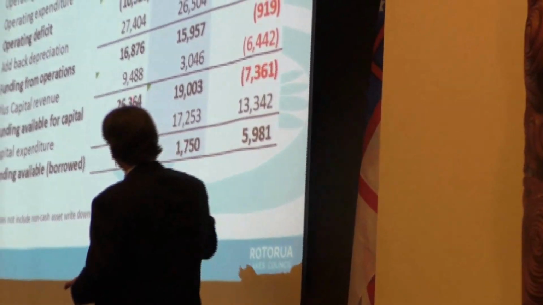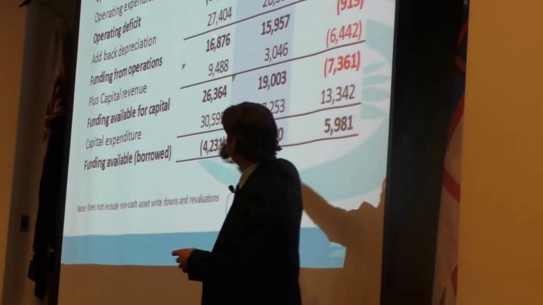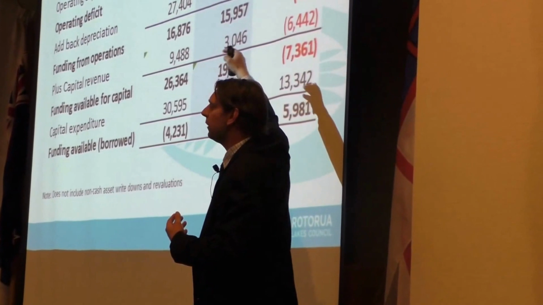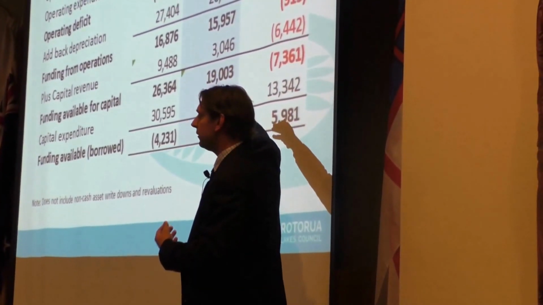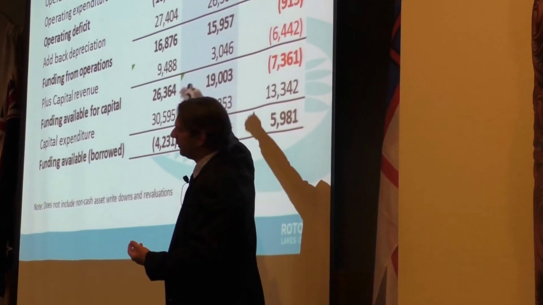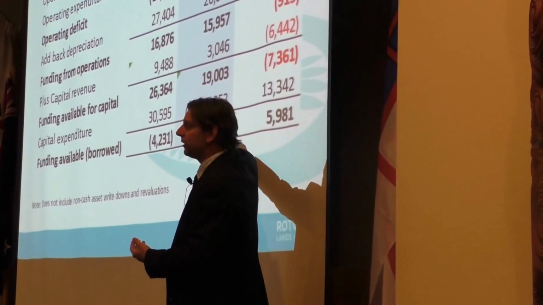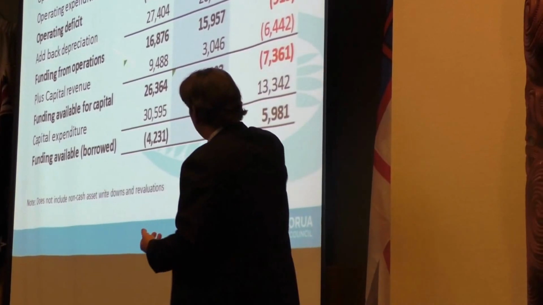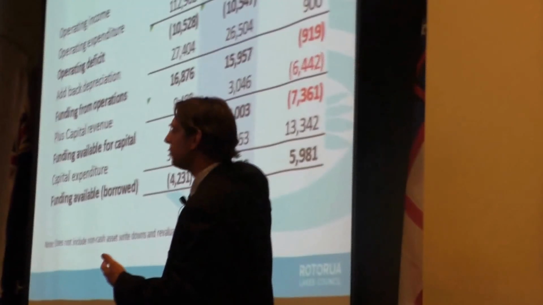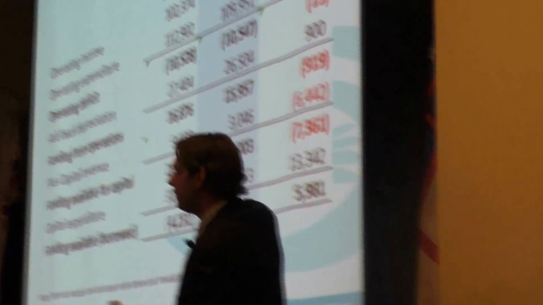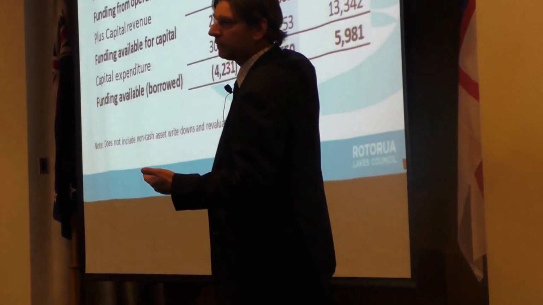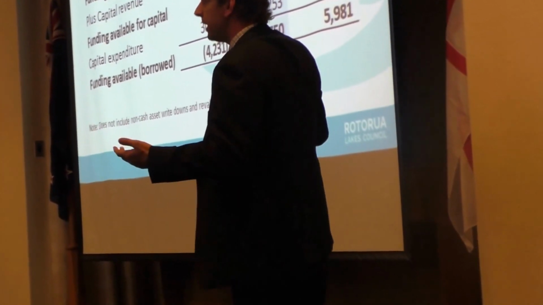So in addition to budgeting $16.8 million, we're also looking at getting capital revenue. The reason why we don't include capital revenue in our operations is because capital revenue is directly tied to our capital expenditure. We don't do the expenditure, we don't get the revenue. We don't get the revenue, we generally don't do the expenditure. We were budgeting $9.4 million, and therefore we were going to look to generate $26 million worth of cash, spent on $30.5 million worth of capital expenditure, which would have meant we drew down $4 million worth of debt. That's as per the annual plan.